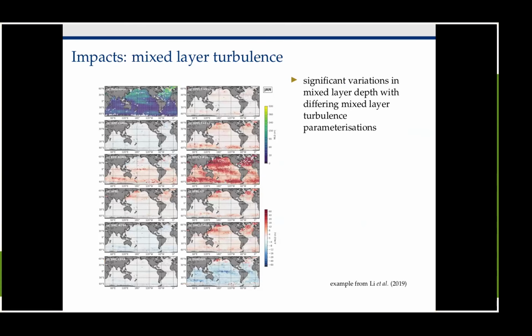So I'm going to give you two examples. The first one is mixed layer turbulence. Mixed layer turbulence is somewhat important in the ocean because the mixed layer, you can think of as the skin of the ocean.